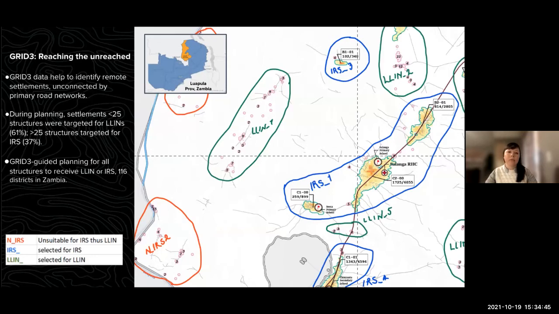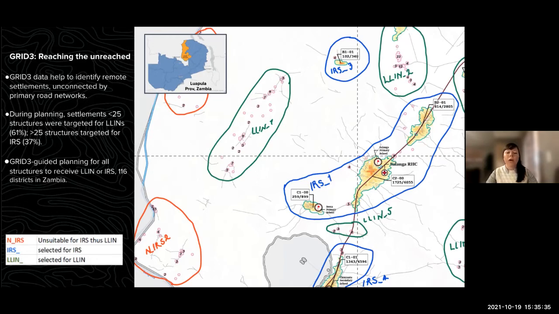And this Grid 3 data helped us to identify some of these remote settlements that were unconnected by primary road networks. You can see circled in green some of those small red dots. These are settlements with fewer than 25 structures. These settlements were targeted for LLINs, long-lasting insecticide-treated nets, more of an unreached situation, far from the road networks, hence the managers and the planners determined to focus LLINs in those areas. Then you can see more of these peri-urban areas, more to the right of your screen. These were areas where the structures were more than 25, and were targeted for indoor residual spray.